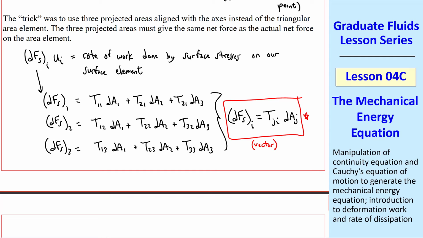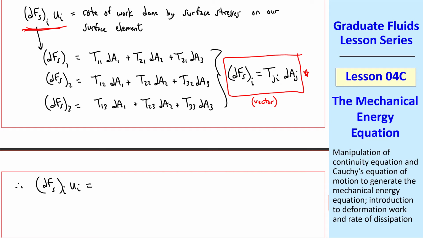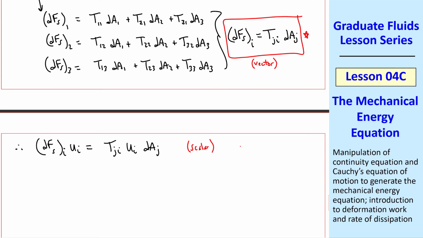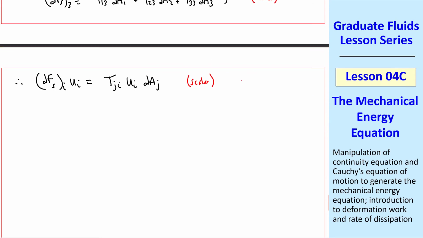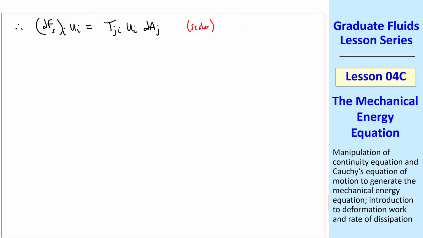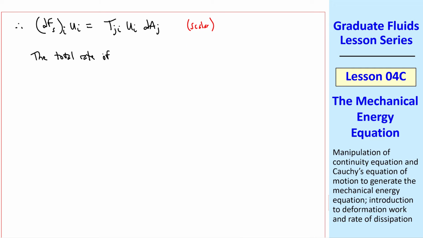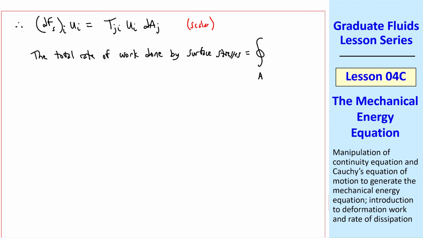Notice that this is a vector, but we want dFSi times ui, the dot product. Therefore, dFSi ui is equal to tji ui daj, which is a scalar. I should mention here that the mechanical energy equation itself is a scalar equation. Now we can say that the total rate of work done by surface stresses is equal to the integral over the whole area of this expression, tji ui daj.